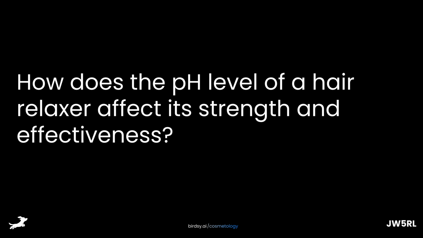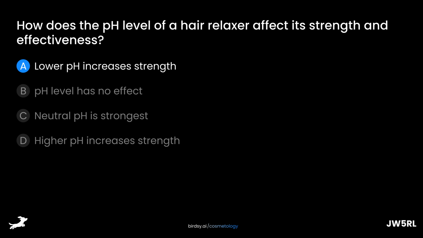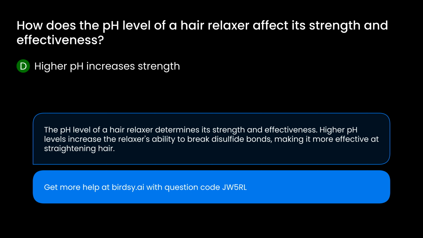How does the pH level of a hair relaxer affect its strength and effectiveness? Is it A, lower pH increases strength, B, pH level has no effect, C, neutral pH is strongest, or D, higher pH increases strength? The answer is D, higher pH increases strength. The pH level of a hair relaxer determines its strength and effectiveness. Higher pH levels increase the relaxer's ability to break disulfide bonds, making it more effective at straightening hair.